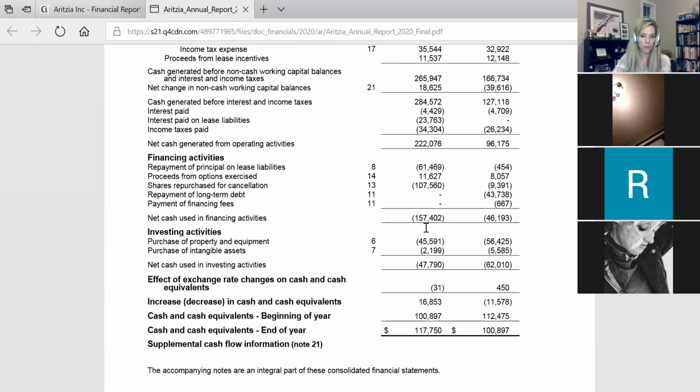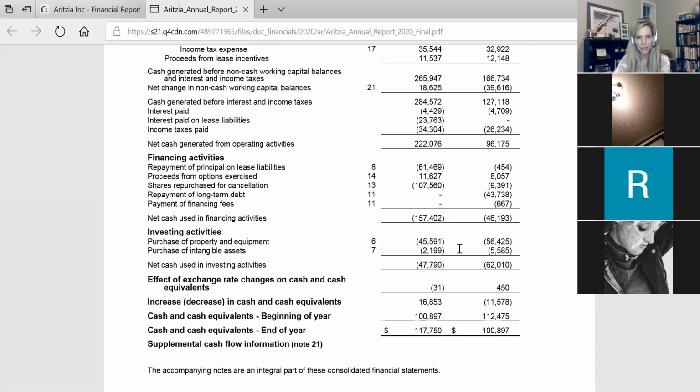But remember, I told you to think about that cash balance, right? So what we're going to do once we finish all 3 categories is we're going to look at the effect, that's exchange rates, but the increase or decrease in cash and cash equivalents. So what we're doing is we're taking the 22.76 less the 157.402 less the 47.790.